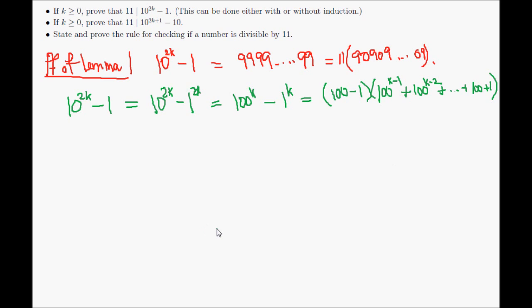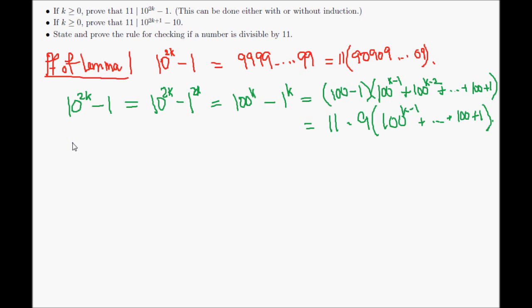That's using a rule for factoring a to the k minus b to the k. 100 minus 1, of course, is 99, which is 11 times 9, times 100 to the k minus 1 plus 100 plus 1. And so we see that 11 is a factor of 10 to the 2k minus 1. And you should convince yourself that this final step in green matches the final step in red up here.